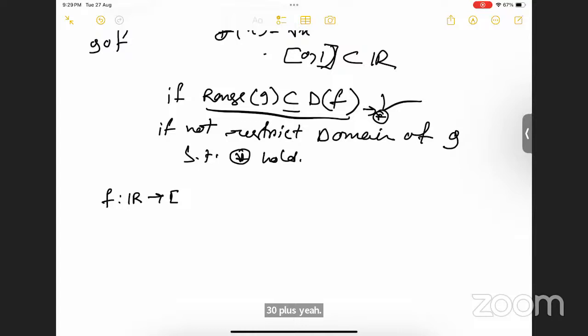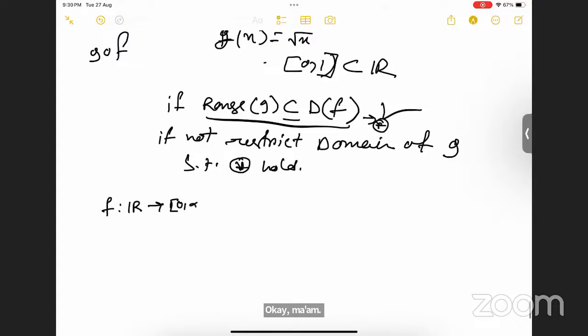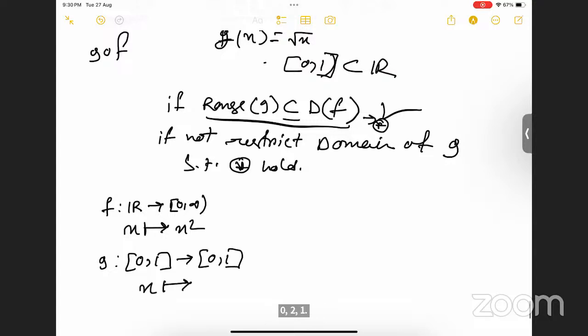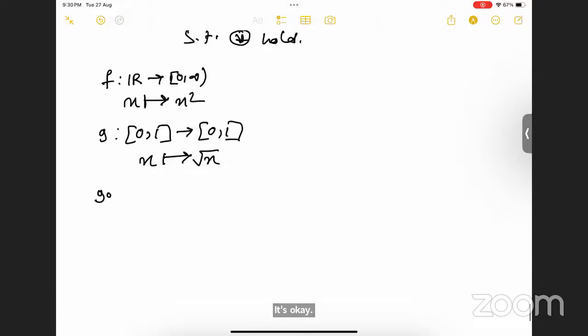So from 0 to infinity, f was going to x square. And g was from 0 to 1, x was going to x. Suppose we want to find g compose f. So our first step is x should be in the domain of f.